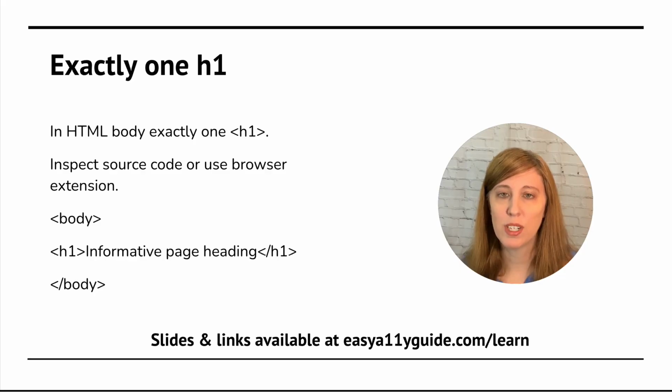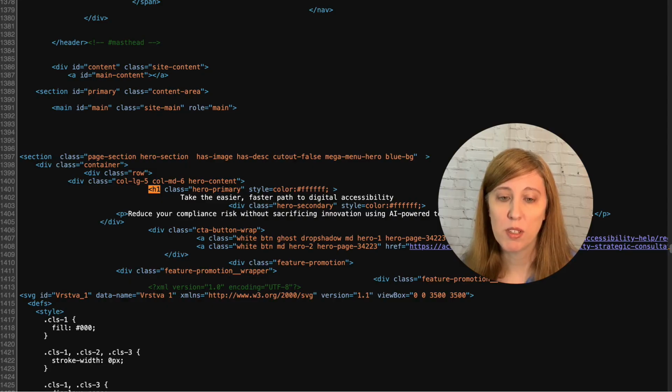The next thing I want to search for is exactly one H1 or heading level 1 tag on this page. This is normally the first heading tag on the page. To do this, I will inspect the source code and use some browser extensions. First, we'll take a look at the source code. Here, I've pulled up the source code again, and I've done a search for the H1 opening tag. And I find it. This H1 should be useful and informative. In this example, it says, take the easier, faster path to digital accessibility.